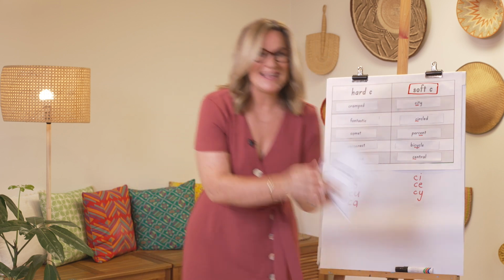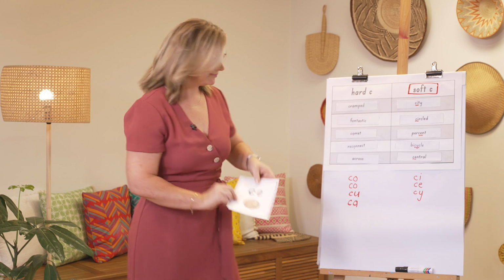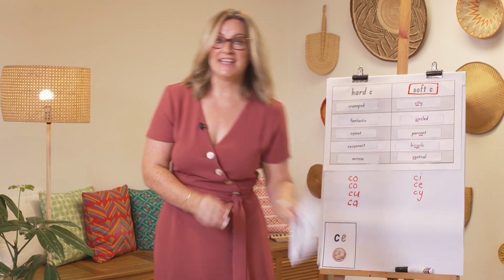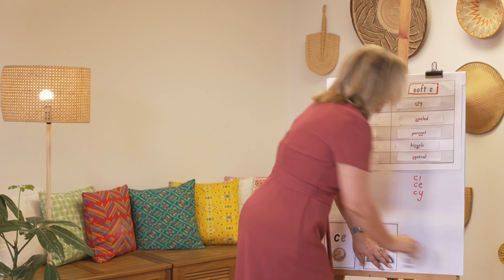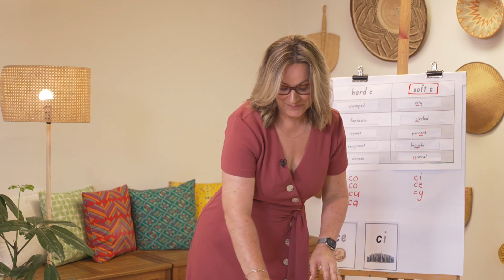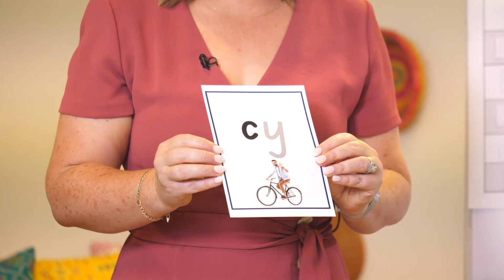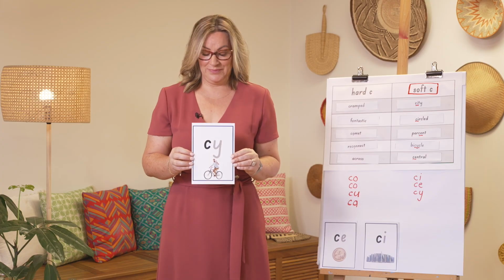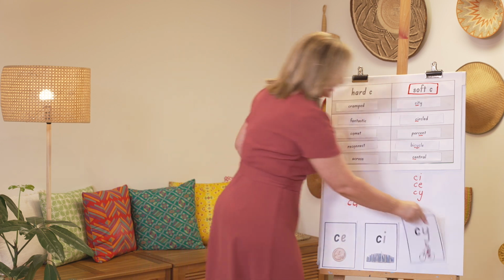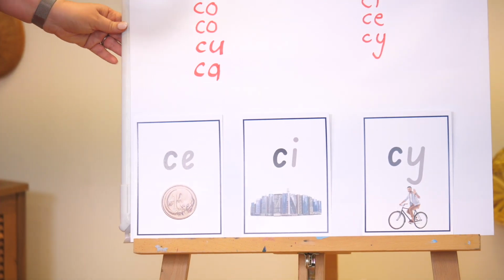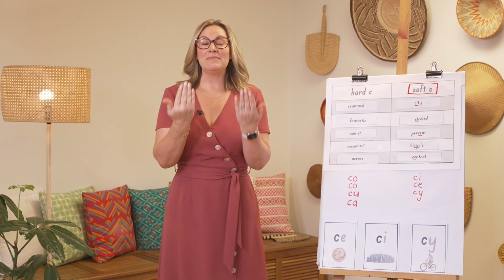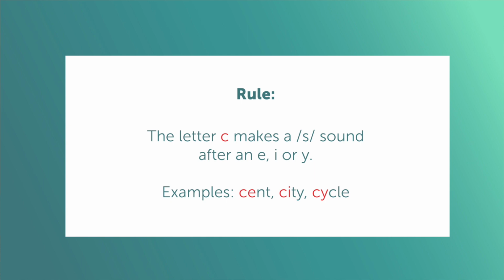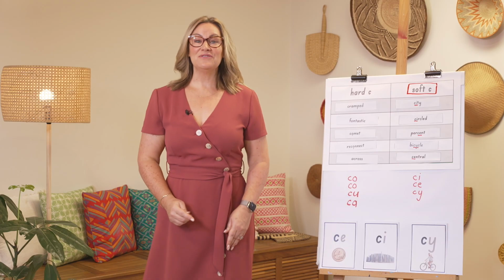So we have CE as in scent. We have CI as in city. What do you think the Y is going to be? CY. Prompt word, cycle. Bicycle, CY. Here's our rule. When the letter C is followed by E, I, or Y, it makes the phoneme S. Repeat. When the grapheme C is followed by E, I, or Y, it makes the phoneme S.